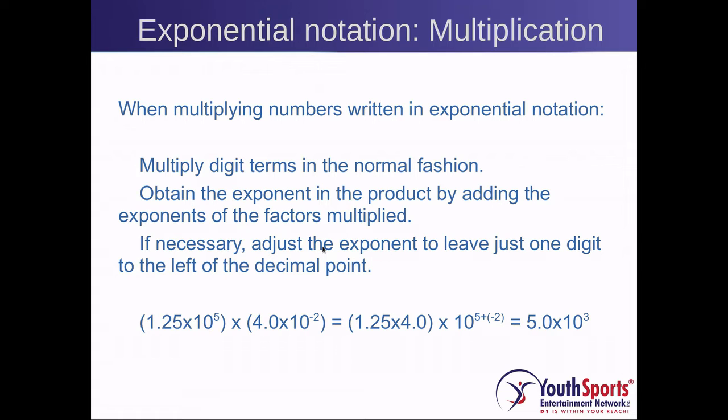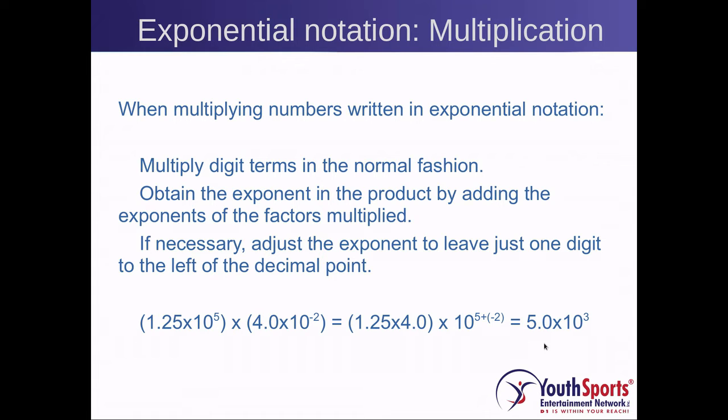If necessary, you can adjust the exponent to leave just one digit to the left of the decimal point. For example, if we were multiplying 12.5 times 4 instead of 1.25, we would end up with a 50 here. So you would have 50 times 10 to the 3. So you could convert that to 5.0 times 10 to the 4. This is the adjustment that is required after multiplying if the result doesn't have only one digit to the left. Then you have to adjust the exponent so that you have only one digit to the left of the decimal point.